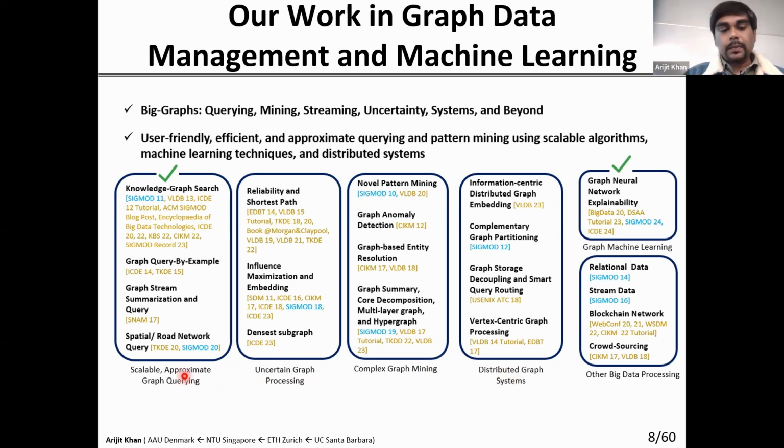And then to support this kind of complex querying and analytics, we also design large-scale in-memory distributed systems. So the work that I mentioned in last year's VLDB, there we applied distributed systems techniques to scale up the training of graph neural networks. And more recently, we are also working on the explainability aspect, which I will focus on next in my talk.